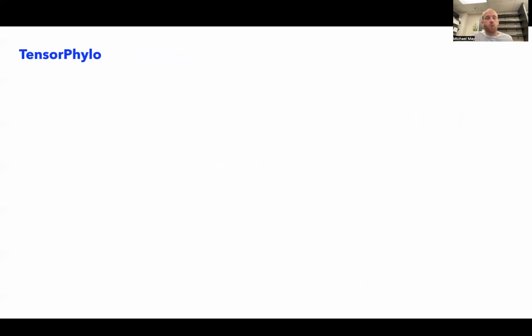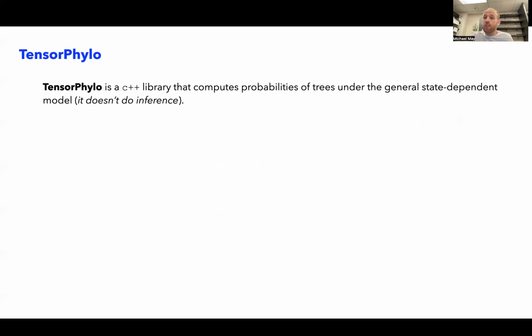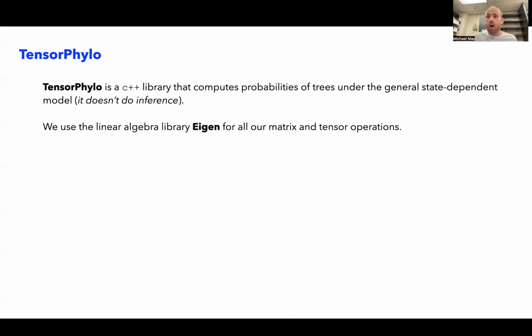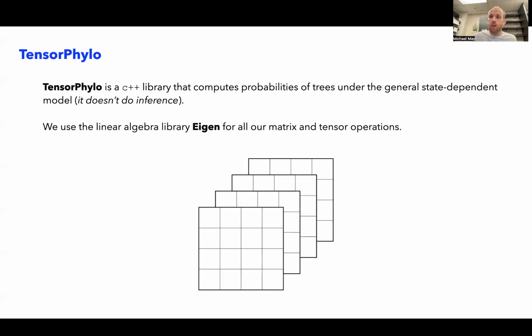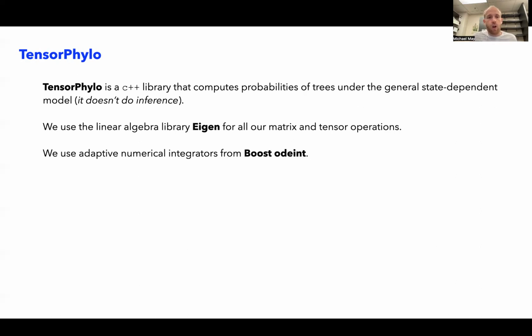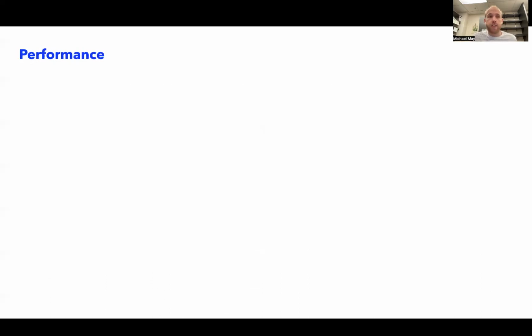So to meet these challenges, we implemented TensorPhylo, which is a C++ library for calculating probabilities under this model. It doesn't do inference. It's meant to be plugged into programs that use it for inference. We're using the linear algebra library Eigen for all of our matrix and tensor operations. And this is very nice because, thinking back to our cladogenetic tensor, often there are a lot of zeros or other special structure in this matrix that Eigen can recognize and exploit to make the calculations much more efficient. We're also using adaptive numerical integrators from Boost and OpenMP for parallel processing.